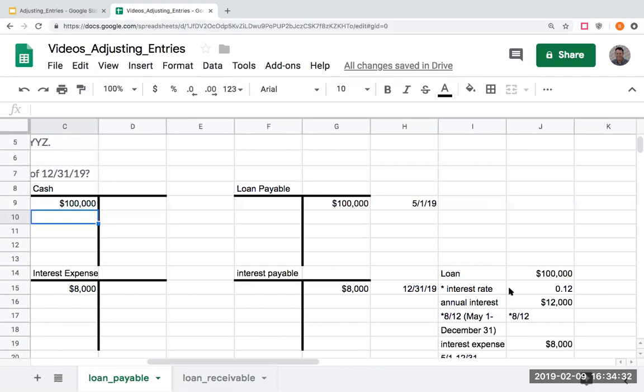So right here, we've got my interest expense is going to be $8,000. And over here, I'm debiting interest expense. And then what do I credit over here? It's going to be interest payable, okay? Even though I may not owe the money until that time, I still need to show the liability that relates to having borrowed that money for those 8 months. So my adjusting entry is going to be a debit to interest expense, and then a credit to interest payable.